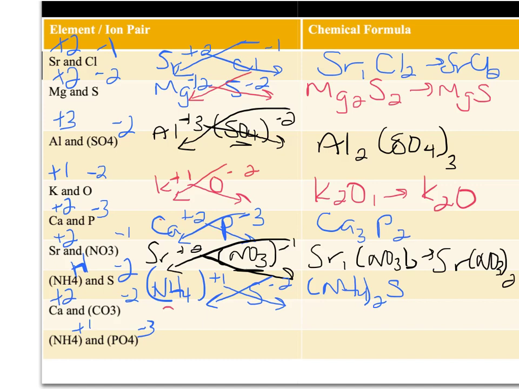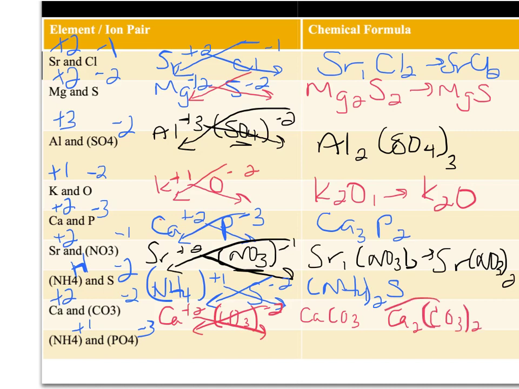The next one, CaCO3, Ca +2, CO3 -2. The 2 comes over here, drops the negative sign. 2 comes over here, drops the positive sign. So it's CaCO3, okay? Because that's simplified from Ca2(CO3)2. So that's the right answer right there.